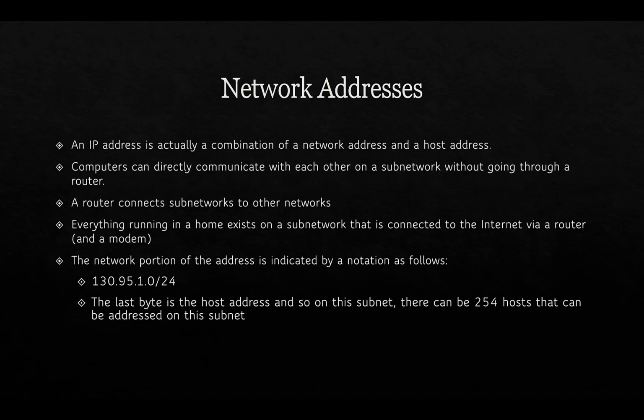Everything running in your home, for example, runs on a single subnetwork, and that's connected to the internet via a router and a modem. The network portion of the address is indicated by a notation that goes as follows. In this case, we have the same address we were dealing with before, 130.95.1.0, and we put the /24. The /24 indicates how many bits in that address are going to be the actual network address, and the remainder is the data that is used to refer to the actual computer that we're communicating with, or the host.